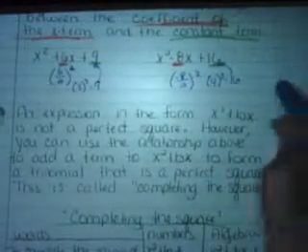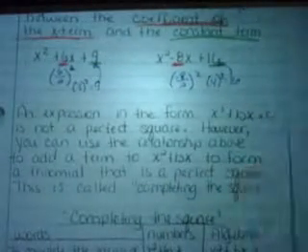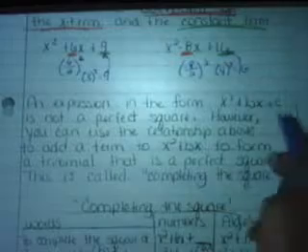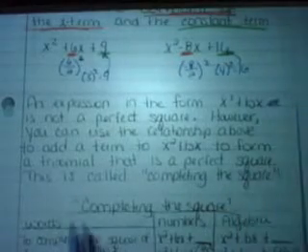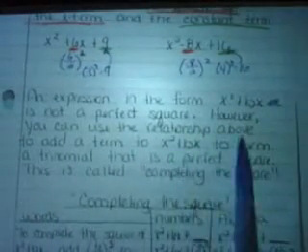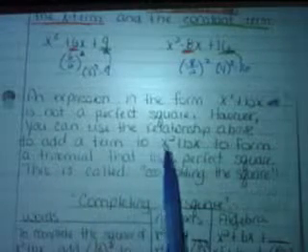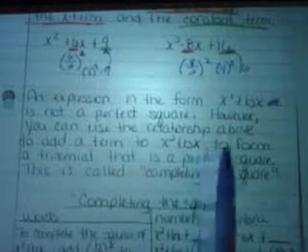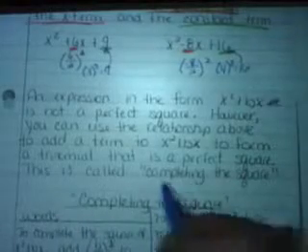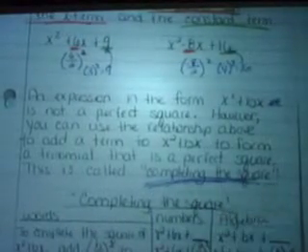If I have an expression in the form x squared plus bx, that is not a perfect square, because we don't have the constant here. We don't have our plus c. However, you can use the relationship above to add a term to x squared plus bx to form a trinomial that is a perfect square. This is called completing the square.